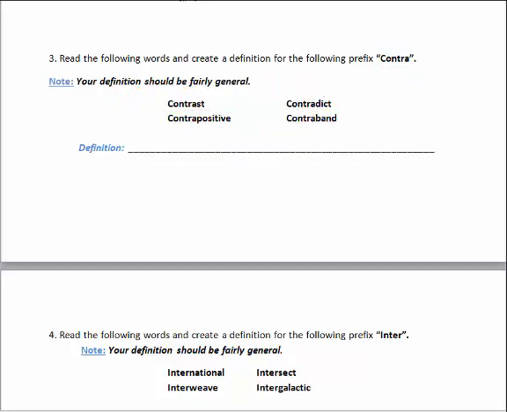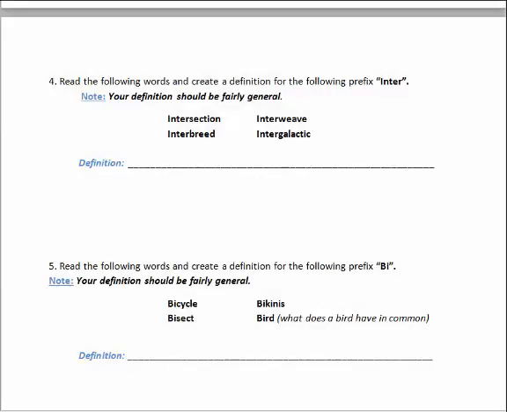On to number 4. Number 4, read the following and create a definition for the prefix inter. Here are the words intersection, interweave, interbreed, and intergalactic. Always start with a root word, section. And now we have an intersection, kind of like a T. When you're at the intersection, you're inside or in between the different sections.